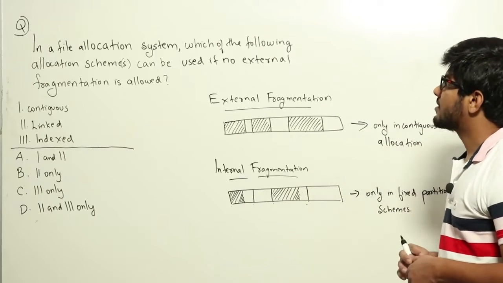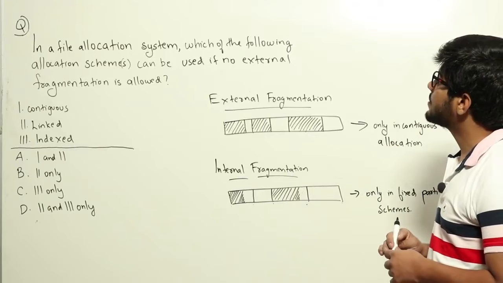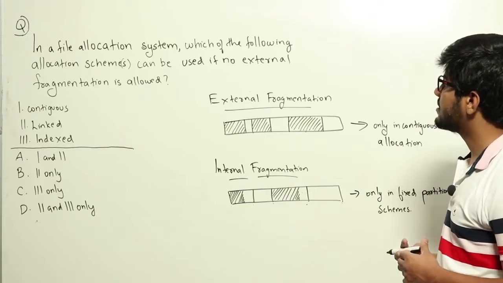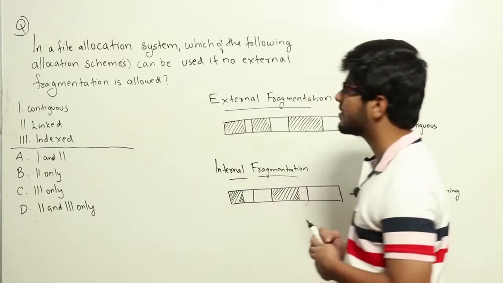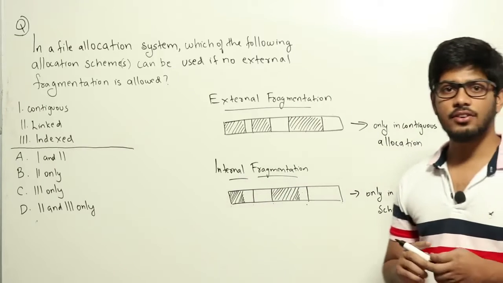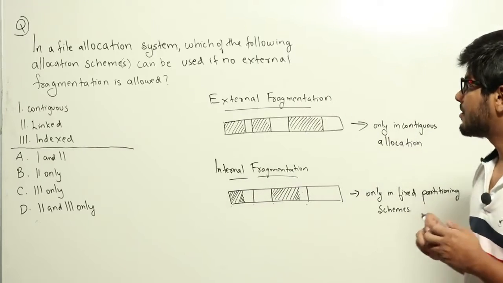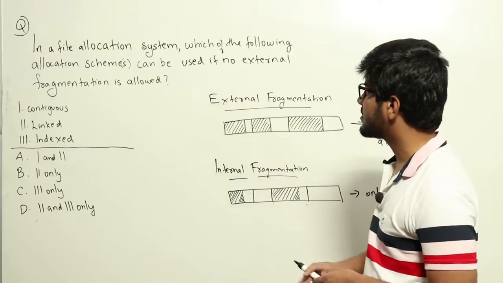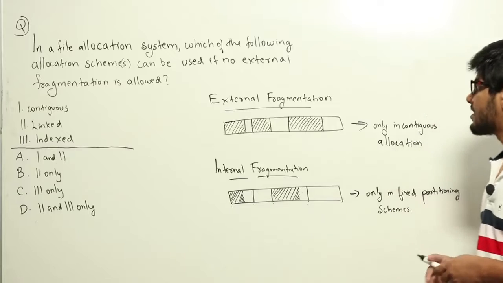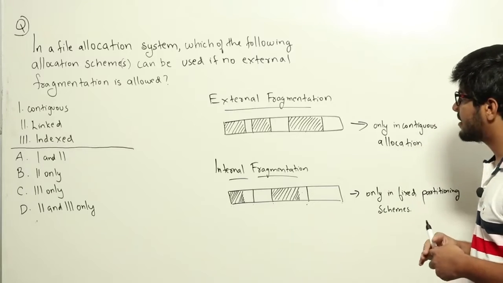In a file allocation scheme, which of the following allocation schemes can be used if no external fragmentation is allowed? 1. Contiguous, 2. Linked, 3. Indexed. So this is a question regarding file allocation schemes coming from operating systems, and they are asking which of the schemes we can use if no external fragmentation is allowed. So I will give you an overview of external fragmentation and internal fragmentation here.